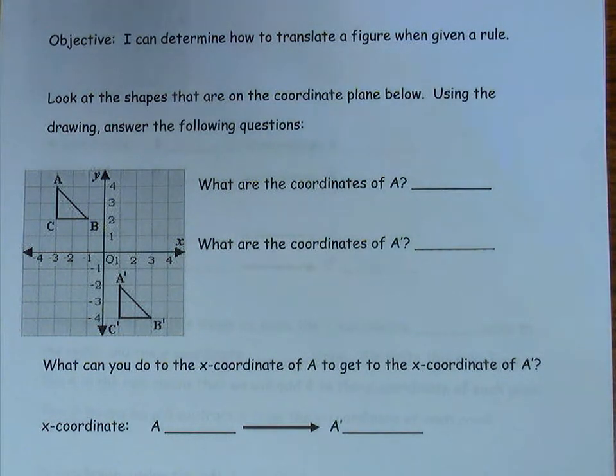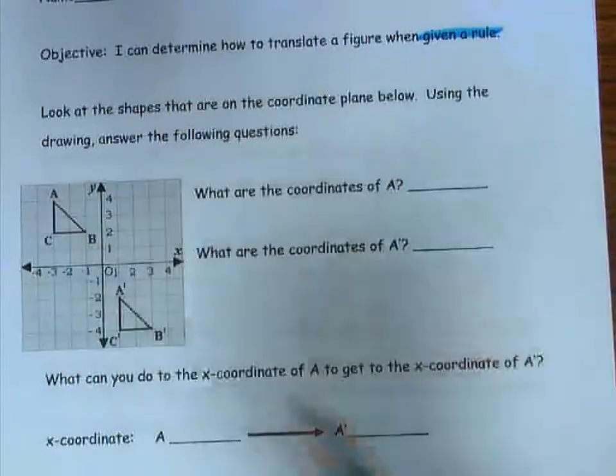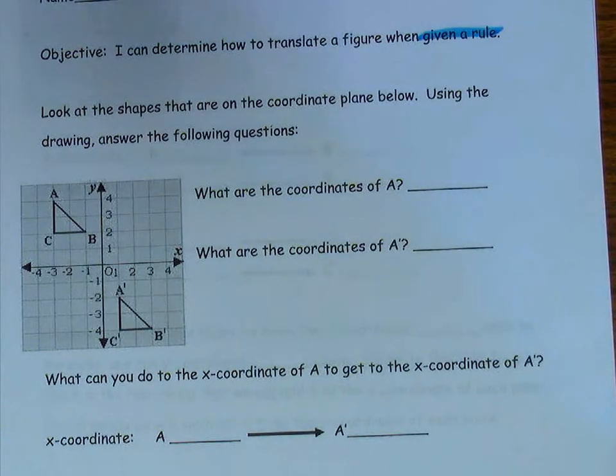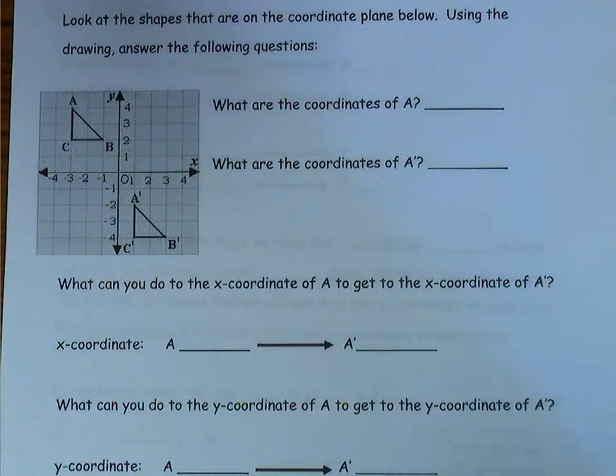So what we want to walk away with today is to determine how to translate a figure given a rule. So we're going to start to take a look at a rule, see if we can come up with a rule to determine how we might be able to move an object on a coordinate grid. So look at the shapes on the coordinate plane below, using the drawing, answering the following questions.